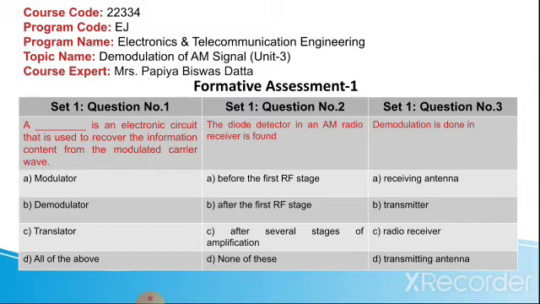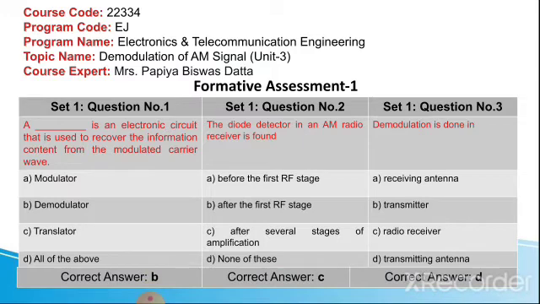I hope you got the answer. A demodulator is an electronic circuit that is used to recover the information content from the modulated carrier wave. The diode detector in an AM radio receiver is found after several stages of amplification, and demodulation is done in the detector stage.